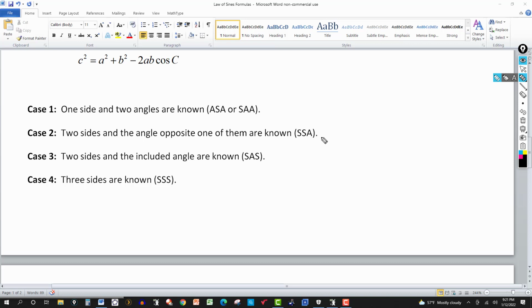Now, 2 is called the ambiguous case, because whenever you're given two sides and the angle opposite one of the sides, you have three things that can happen.